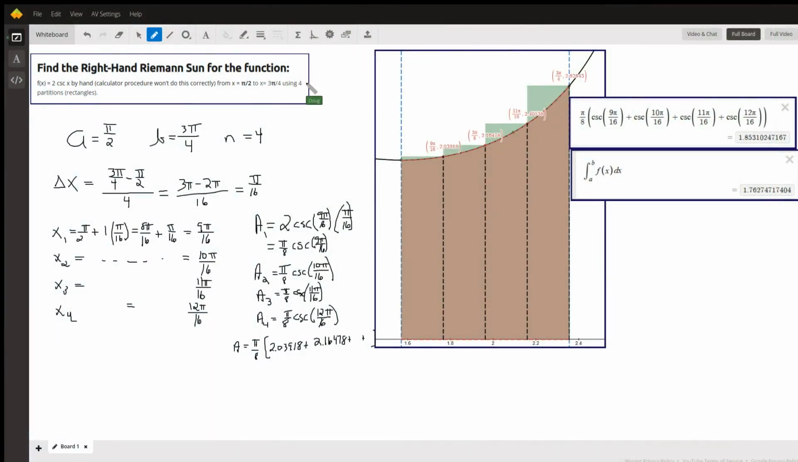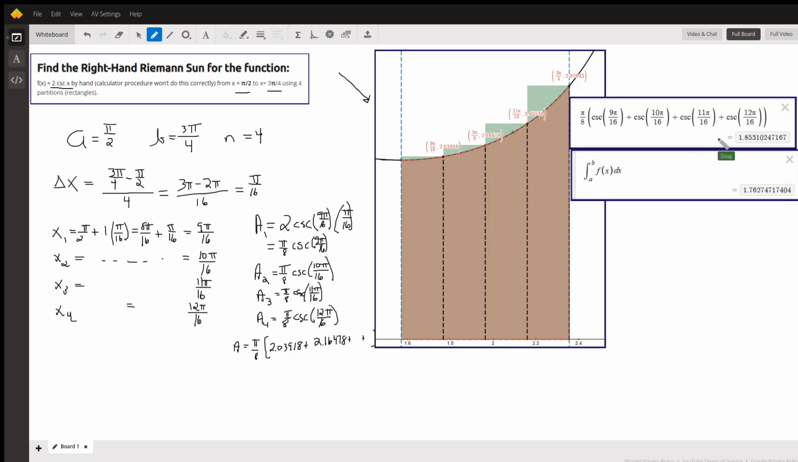Okay, this picture over here is from a Desmos graph that actually does Riemann sum calculations. We're trying to find the area under the curve of the function 2 cosecant of x from pi over 2 to 3 pi over 4. And there are 4 brown or tan rectangles with the little green area above, under 2 cosecant of x, which is this curve. So the area is an overestimate.